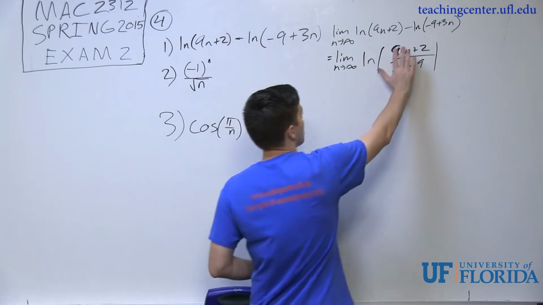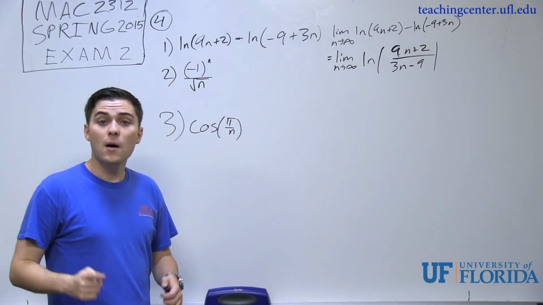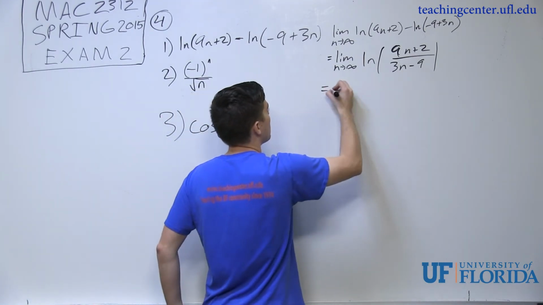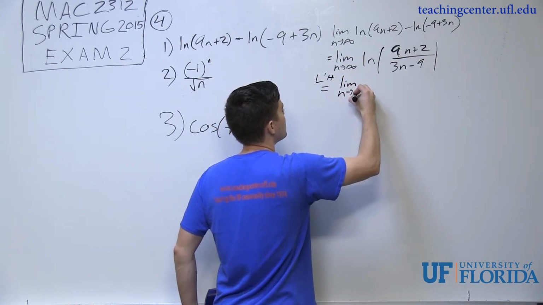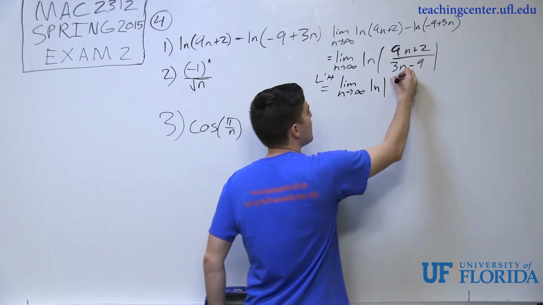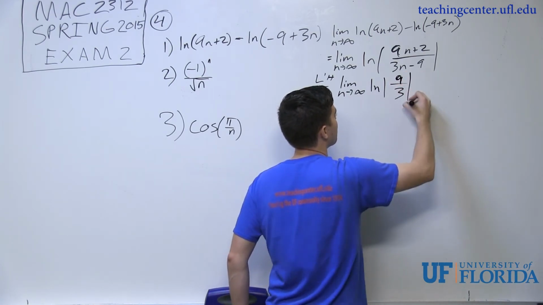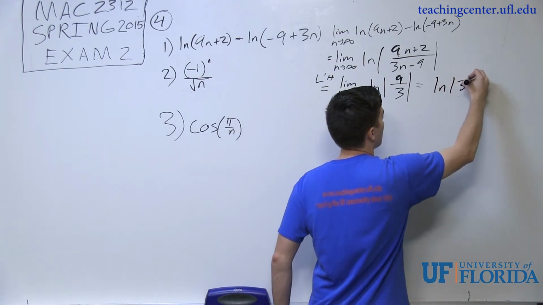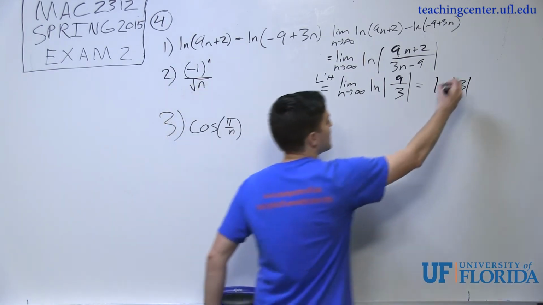So I'm going to focus mostly on the inside. If I have 9n plus 2 over 3n minus 9, I'm going to apply L'Hopital's rule just to those terms. So if I apply L'Hopital's rule, I end up with the limit as n approaches infinity of natural log. The derivative of 9n plus 2 is 9. The derivative of 3n minus 9 is 3. So I end up with natural log of 3.